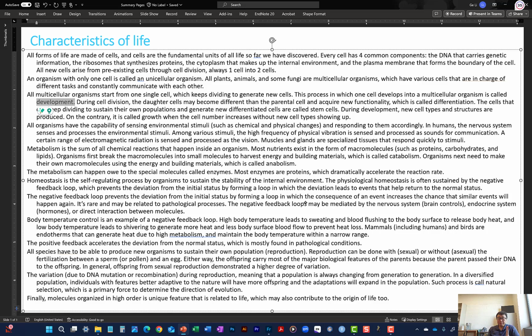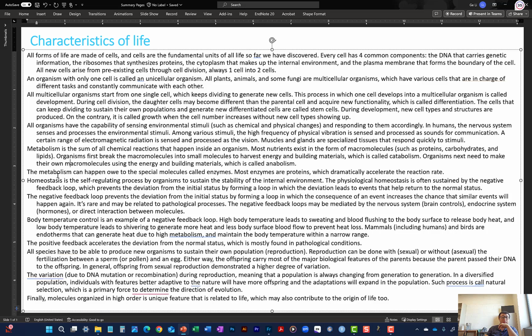In humans, we have a specialized system to sense environmental changes, the nervous system. We also have very specialized responses to the environmental changes. For example, our muscles respond quickly to many of those stimuli, and some glands do too. For example, when you feel hot, you sweat. We also have some very specialized senses. For example, we can sense light and we can sense sounds. So that's the sensing and the response.